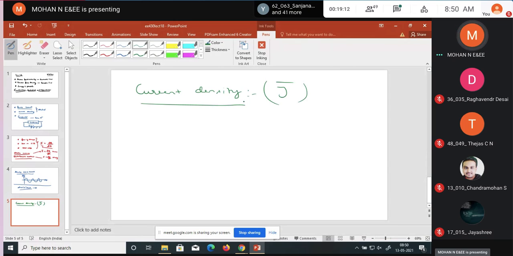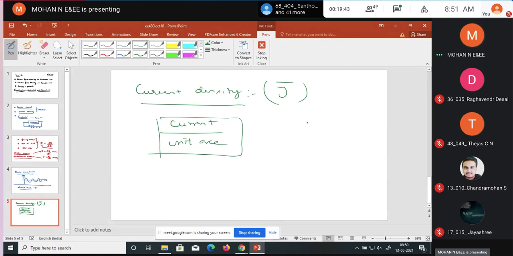It is related to electric current. It is defined as current per unit area of cross section of an imaginary plane held normal to the direction of the current in a current carrying conductor. That means, in order to find this current density, what is it that you need to have?